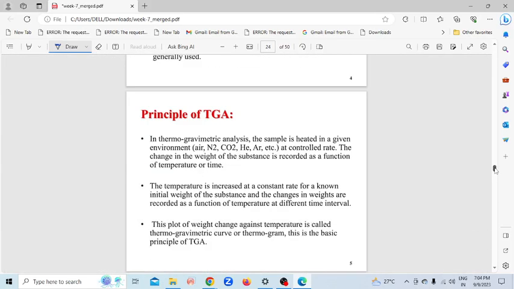So you are asking about TGA, na? TGA means thermogravimetric analysis. Okay, and DTG, just a minute. It is differential thermogravimetric. Okay, so what will happen? Let me draw somewhere.